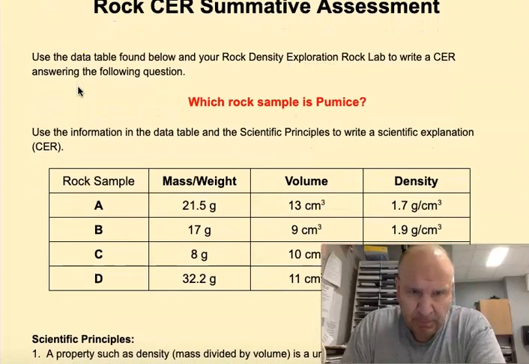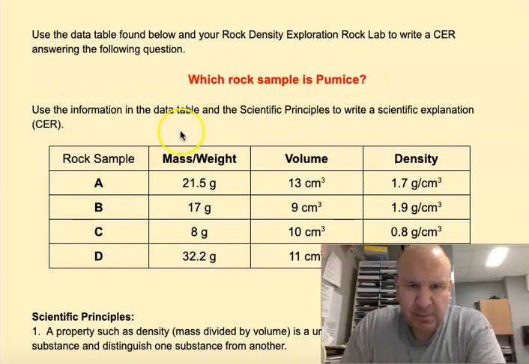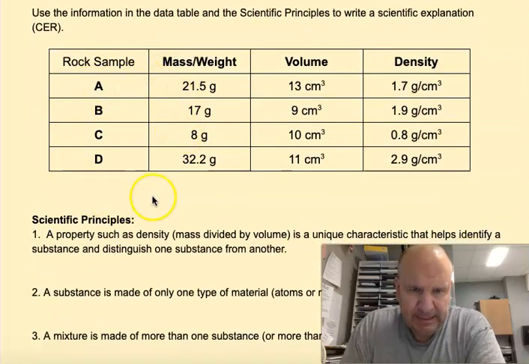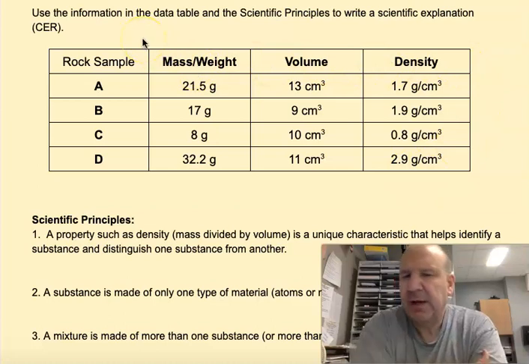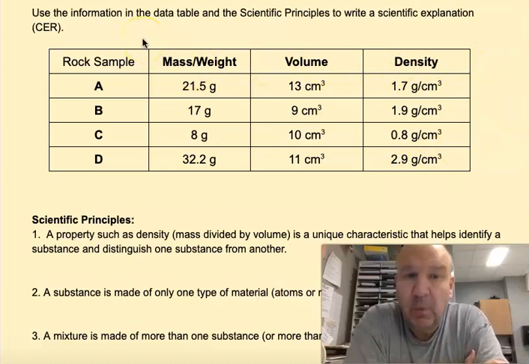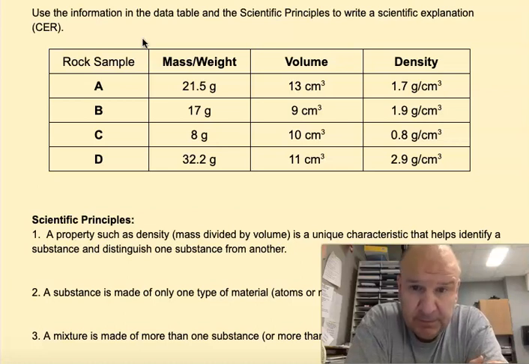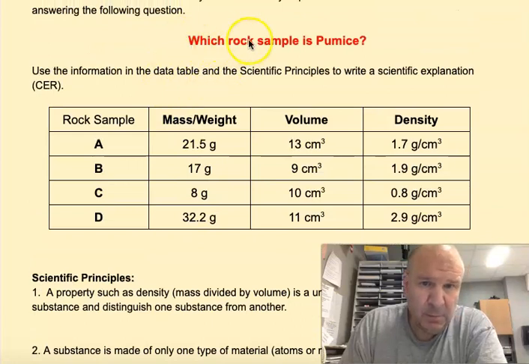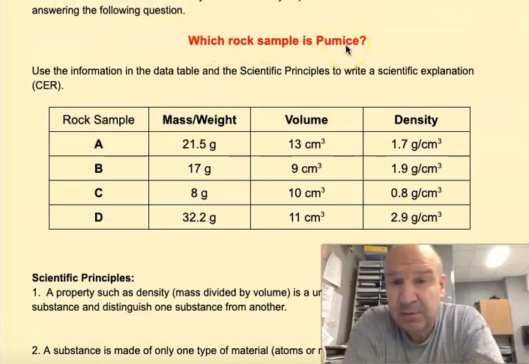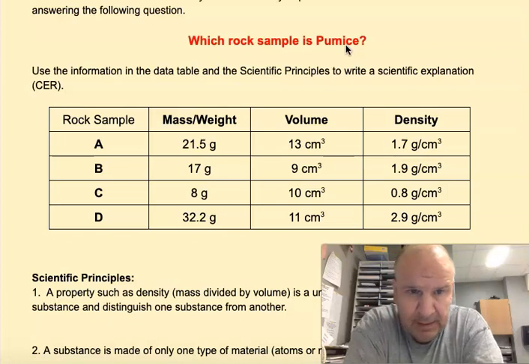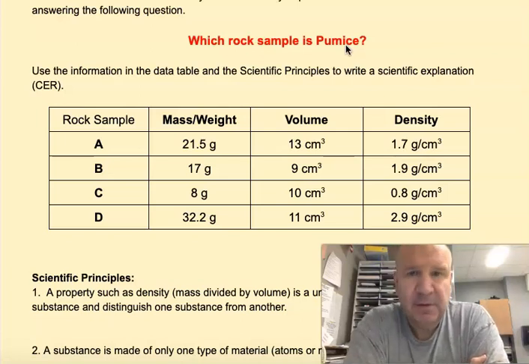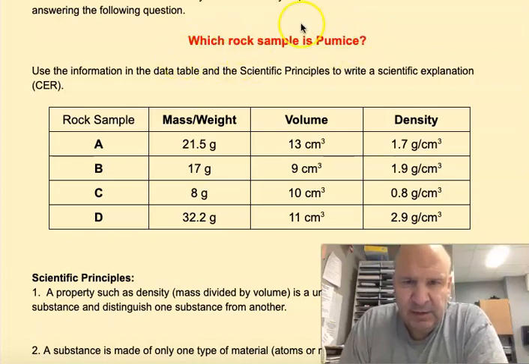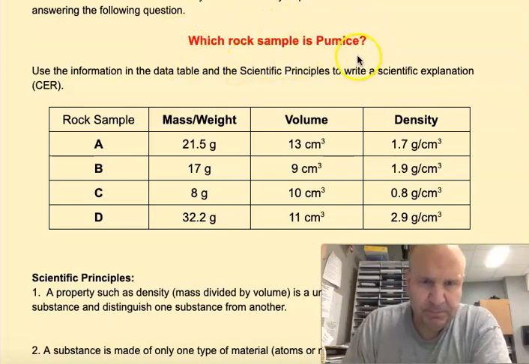First of all, which rock sample is pumice? You were supposed to go through this data table and try to figure out which one of these four unknown rocks would be pumice. That's the first tip. Some of you, probably 5 or 6, didn't answer this question. Your claim should be something like rock A is pumice, rock B is pumice, or rock C is pumice. Some of you didn't answer this question at all. So the first thing to understand is that you're always answering a question.